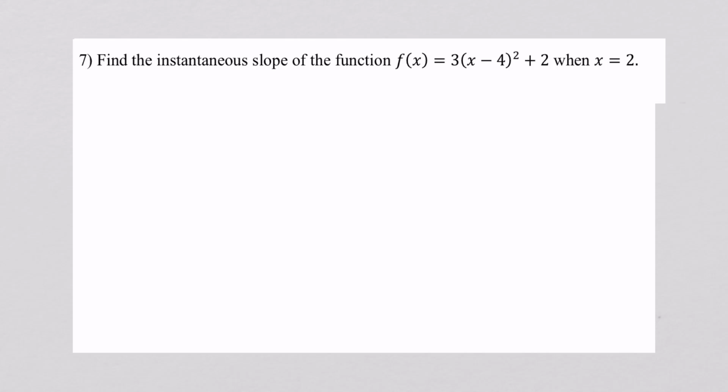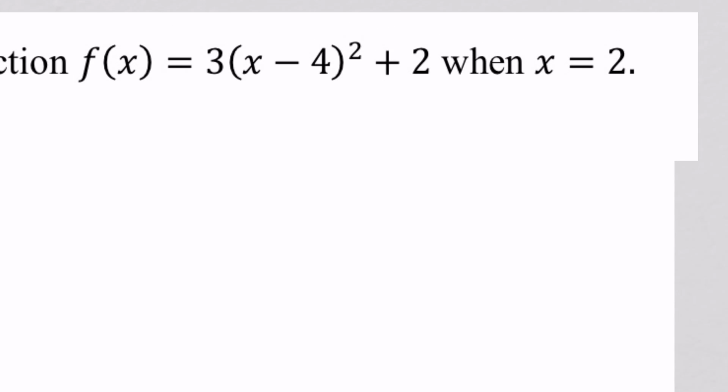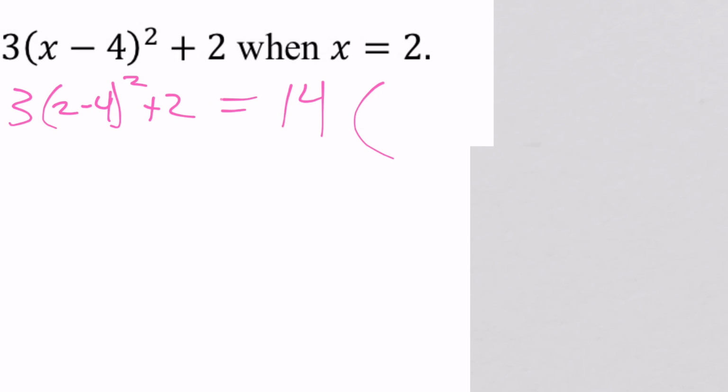Well, let's figure out where we are when x is 2. So when x is 2, what's y? We'll find f of 2. f of 2 is going to equal 3 times (2 minus 4) squared plus 2. 2 minus 4 is negative 2. Negative 2 squared is 4. 3 times 4 is 12. 12 plus 2 is 14. So this is telling me that I have a point (2, 14).